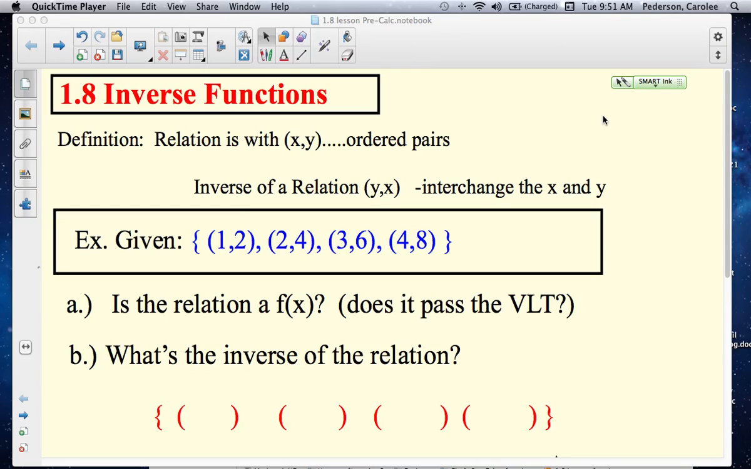Here is 1.8, inverse functions. We're going to focus on finding inverses with relations and functions.